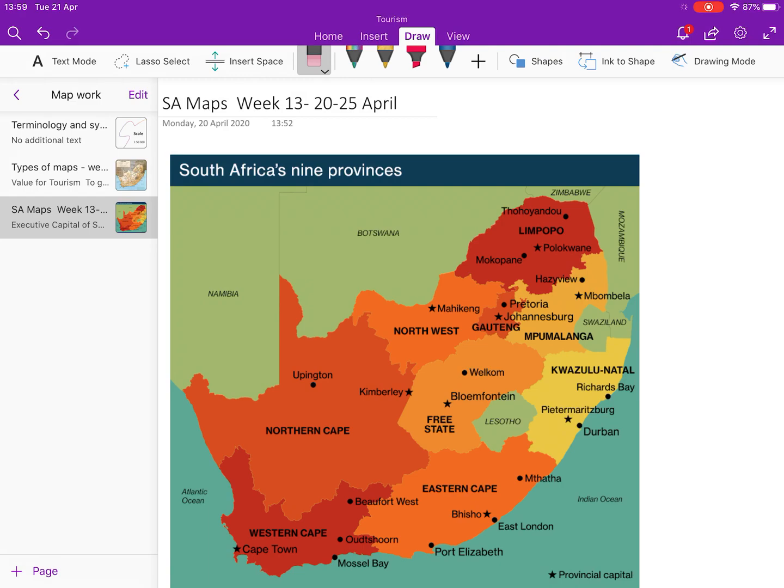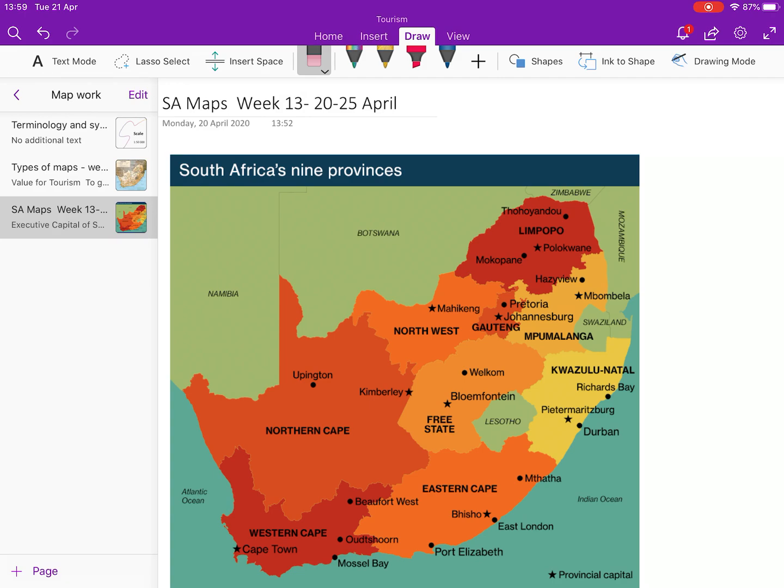So you'll see that the work for this section has been divided up into 3 lessons, and I'm going to be looking at lesson 1. In lesson 1, we need to identify the 9 provinces and the 9 capital cities. So let's have a look here.